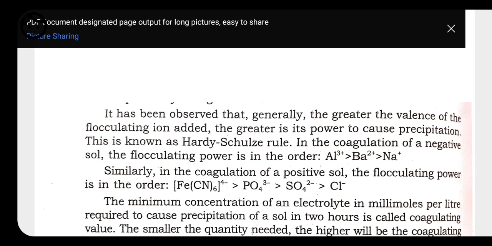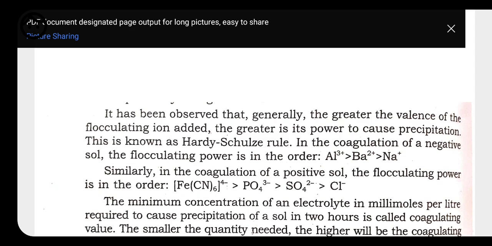Second thing, the greater the charge, the greater is the coagulating power. Means more charges, like if we have aluminium 3 plus, barium 2 plus and sodium 1 positive charge. Aluminium 3 plus, because of the 3 positive charge, will coagulate more. It has more coagulating power as compared to sodium.